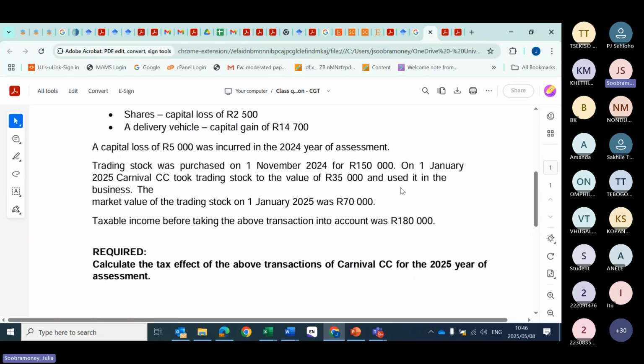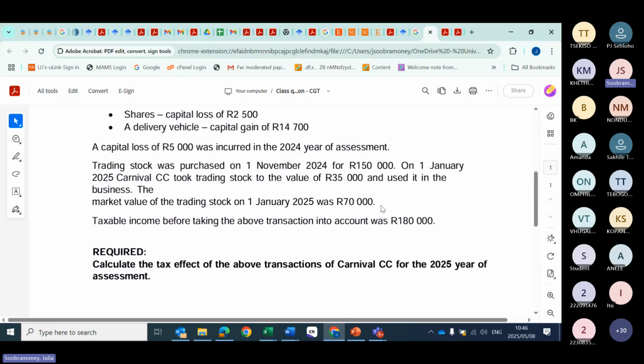Okay, so if we change the use of the trading stock into a capital asset, you will always have a deemed disposal, a recoupment at the market value. Everyone happy? What happens if you take trading stock and you donate it to a PBO? Then your deemed disposal, your recoupment will always equal your cost price. So you can write that down, okay?